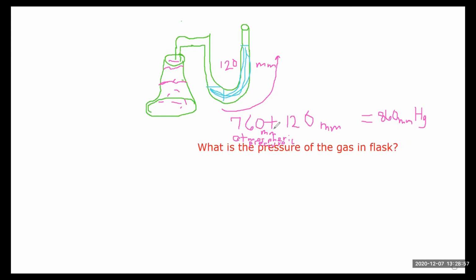Wait, but how did you know that it went upwards instead of down? Because think about it logistically, right? If the gas pressure is strong here, it's going to push the mercury higher on this side. Oh, I see. If the atmosphere is stronger, then it's going to push it the other way. Oh, okay, I see. Yeah. Thank you.